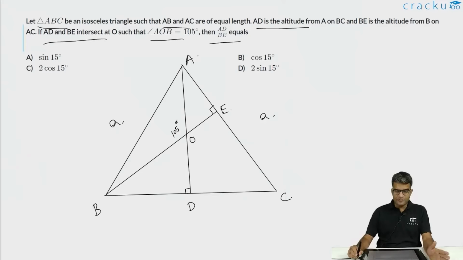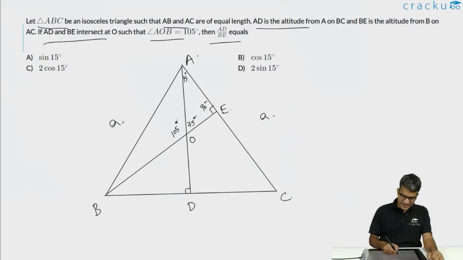If angle AOB is 105 degrees, angle AOE will be 75 degrees. So this is 75 degrees. This would tell us that angle OAE, this will be 15 degrees. Why is this 15 degrees? Because these are three angles of a triangle. This is 90 degrees because this is the altitude. Another angle is 75 degrees. So the third angle will be 15 degrees as the sum of the three angles of a triangle is 180 degrees. This would imply that angle BAD is also 15 degrees.